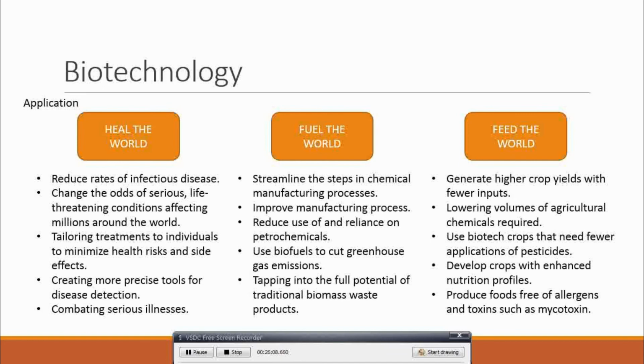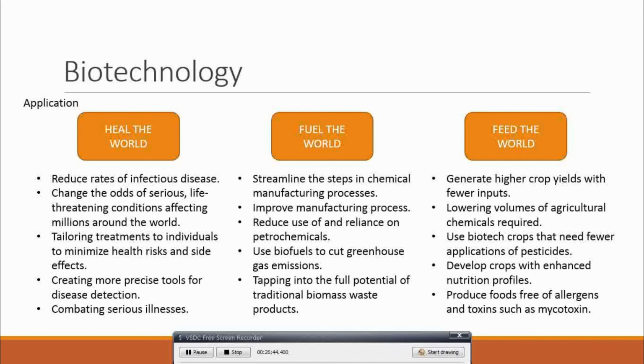Maknanya the biomedical engineering field will come together with biotech so that we can design, develop a lab-based system which are able to detect diseases quickly, to creating more precise tools, combating serious illness. Penyakit-penyakit ni kita, apa orang kata, biotech ni dia akan keep on producing drugs and things, vaccine and so on, so that they can fight the illness, infectious disease and so on.